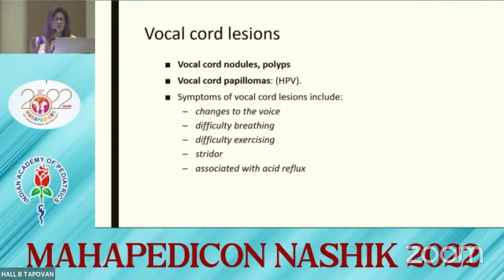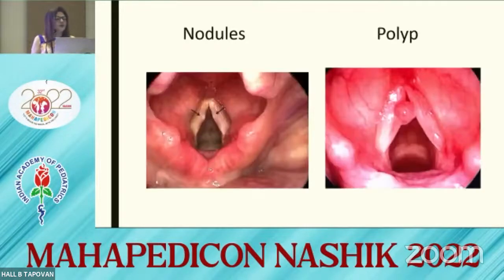So symptoms of the vocal cord lesions include change in voice. We know our phonation occurs from there. So change in voice, you could have difficulty in breathing, difficulty while exercising, because if the movement of the cords is affected, your inspiration, expiration gets affected. You can have a stridor, you can have associated reflux.